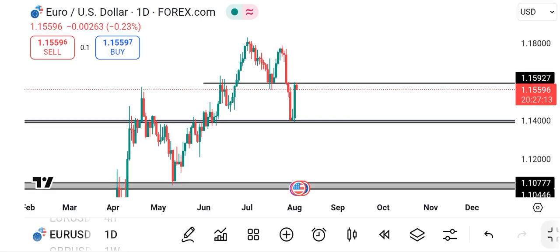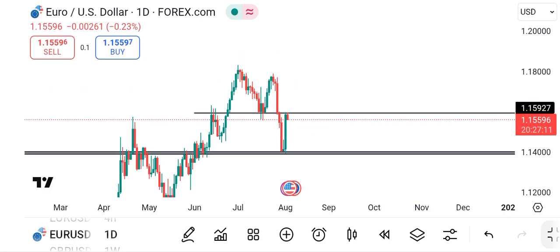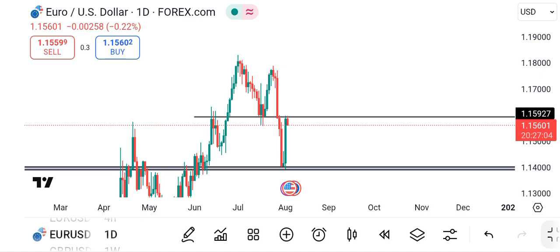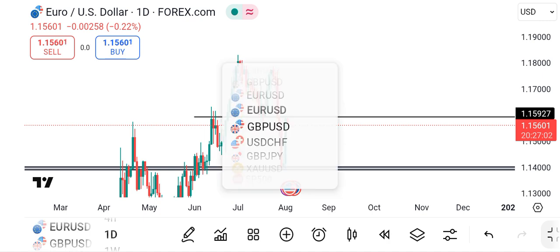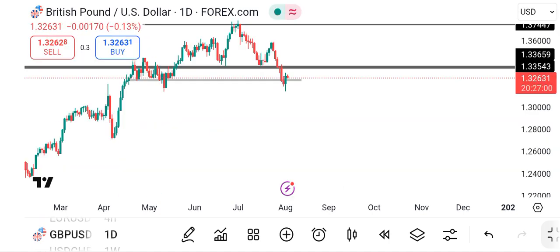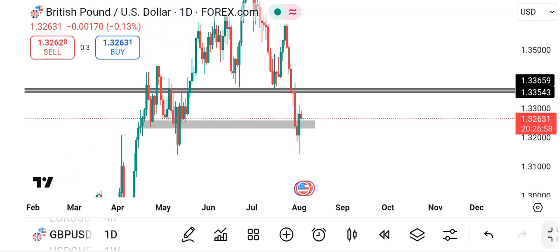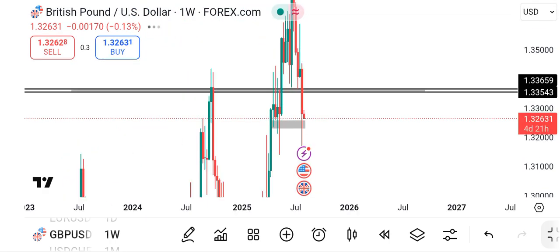So I will not be taking any trade now until the market proves me, or until the market gives me a reasonable place to buy from. So that is all about EUR/USD. Let's quickly go over to GBP/USD. GBP/USD, same thing we have, because the two of them are correlated pairs.